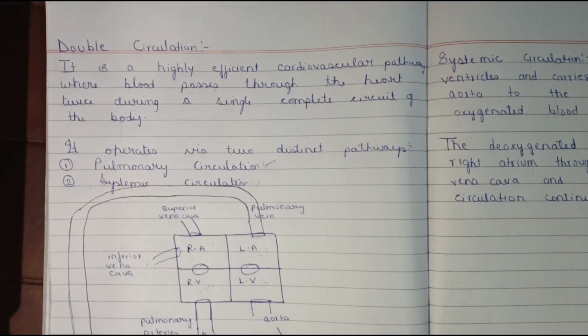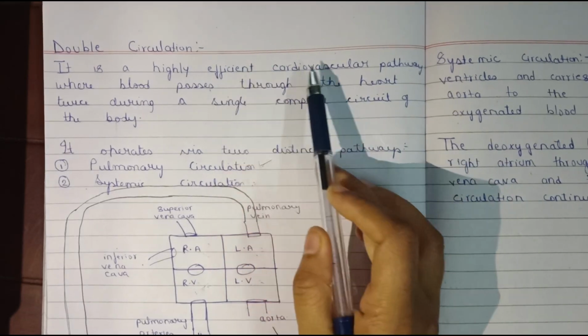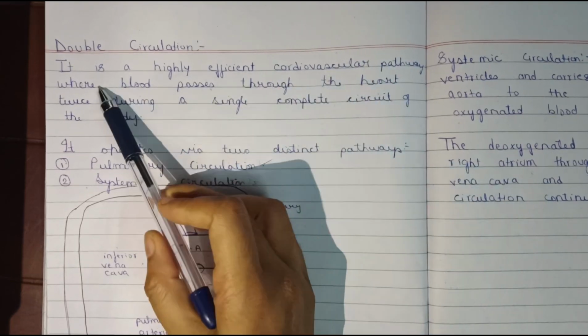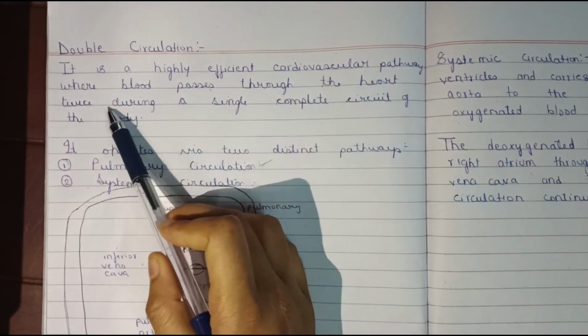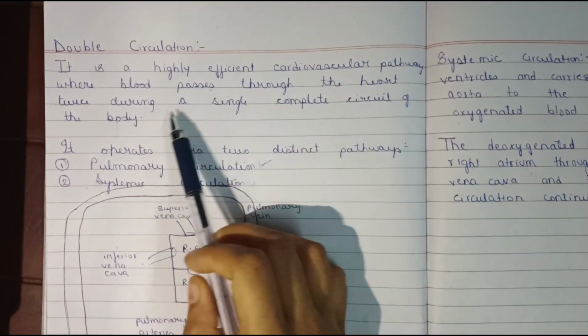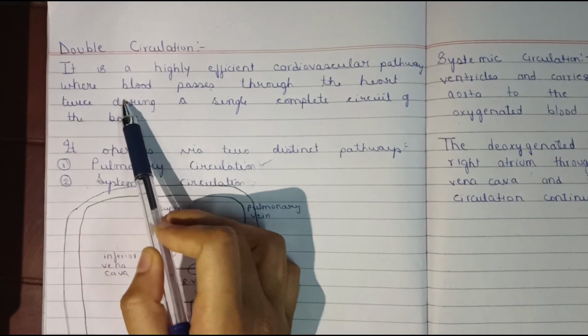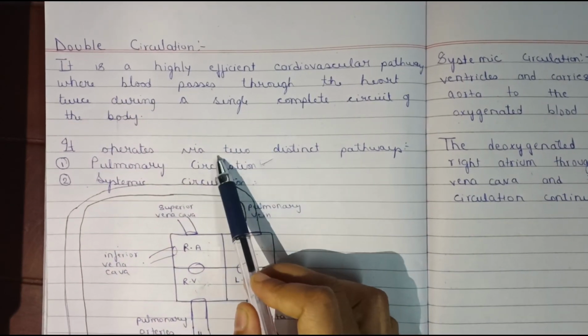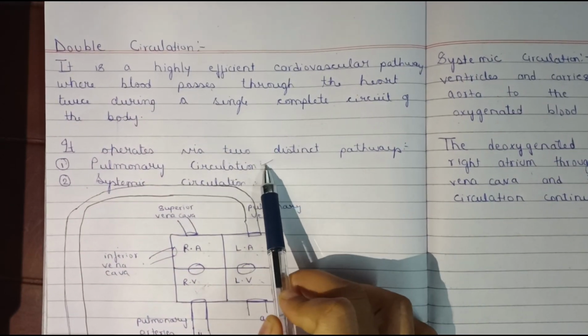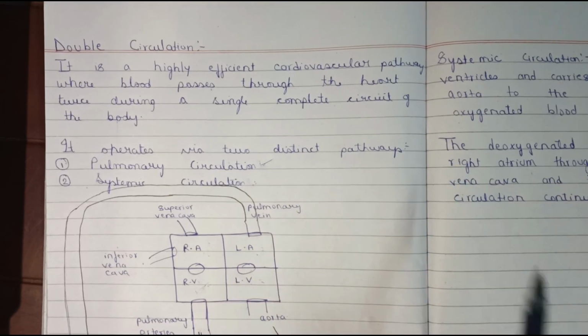So the topic that today we are going to discuss is double circulation. First of all, let us understand what is double circulation. It is a highly efficient cardiovascular pathway where blood passes through the heart twice during a single complete circuit of the cycle. Now since it passes twice, two different pathways are involved. The first one is pulmonary circulation and the second one is systemic circulation.